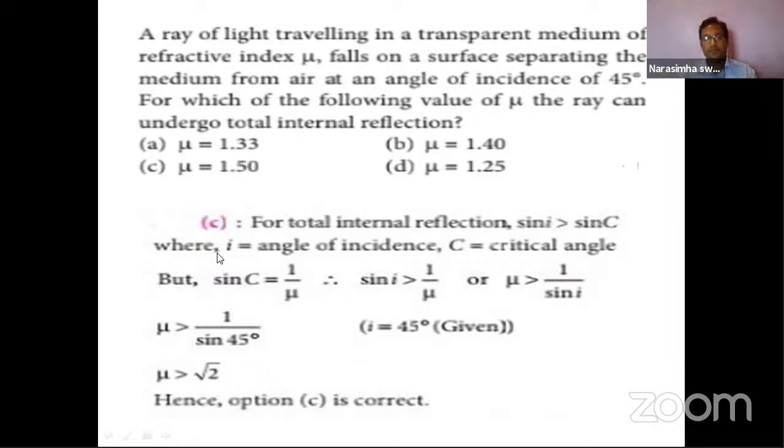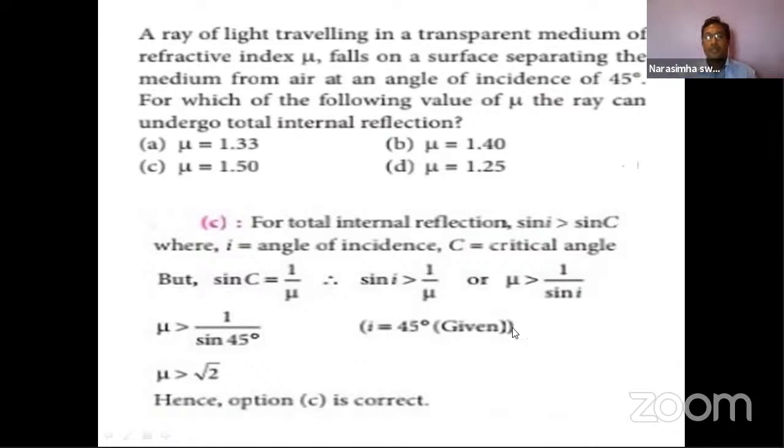It's from Snell's law. Sin C is equal to 1 by mu. Sin C is nothing but the critical angle, the angle of incidence at which the angle of refraction becomes 90 degrees. So sin C is equal to 1 by mu, therefore sin I should be greater than 1 by mu. Or you can write this as mu is greater than 1 by sin I, just rearranging this.